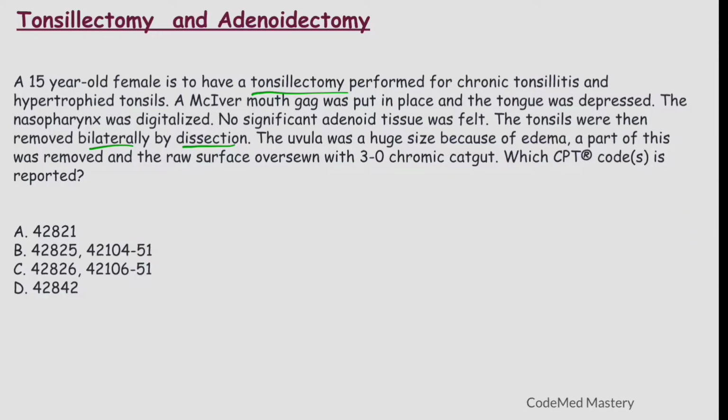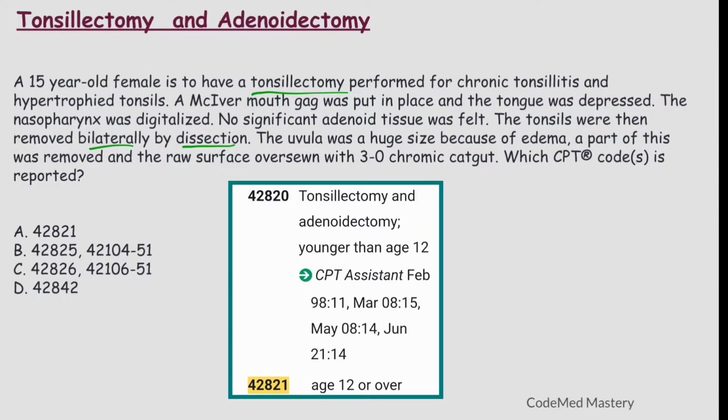Check option A, 42821. 42821 is for tonsillectomy and adenoidectomy, age 12 or over. In this scenario, the age of the patient is 15 years old. But the code 42821 is for tonsillectomy and adenoidectomy. In the scenario, the patient is to have a tonsillectomy performed, not adenoidectomy. So we cannot code 42821, which is for tonsillectomy and adenoidectomy.